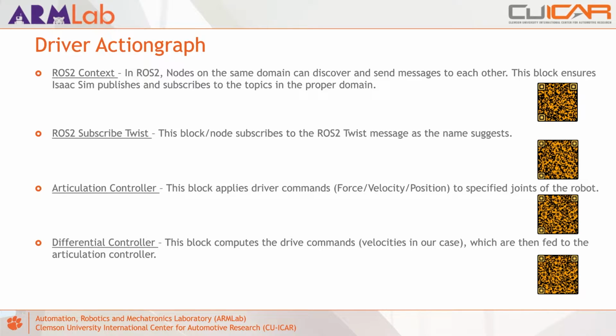So what happens is when you publish something on the twist topic, you'll have linear velocity and you'll have angular velocities. So you feed those inputs to differential controller, which then calculates your velocity commands, which are then fed to articulation controller. Articulation controller's job is to apply the input or the driver commands to each of the individual joints, and then it moves your robot.